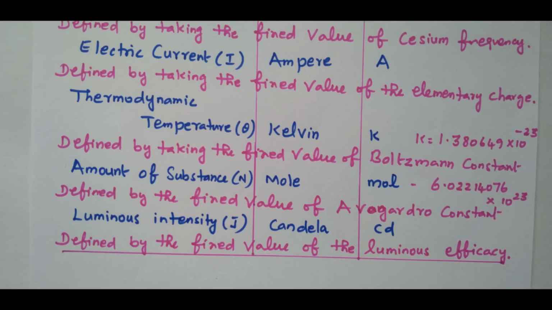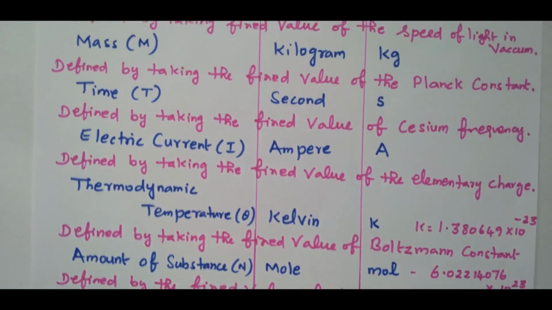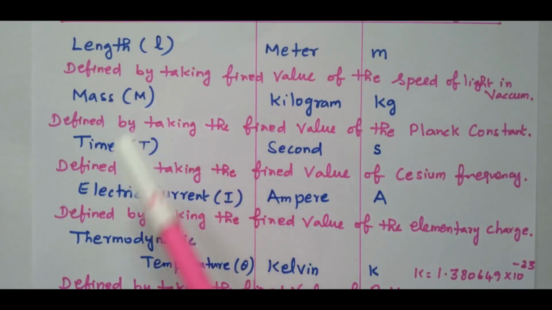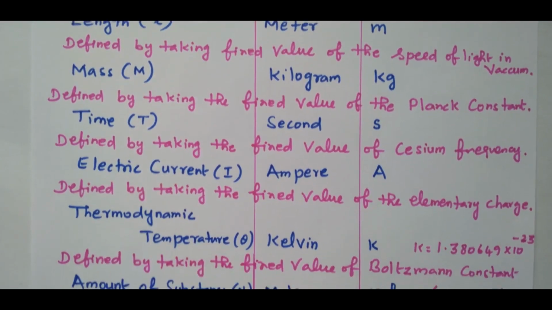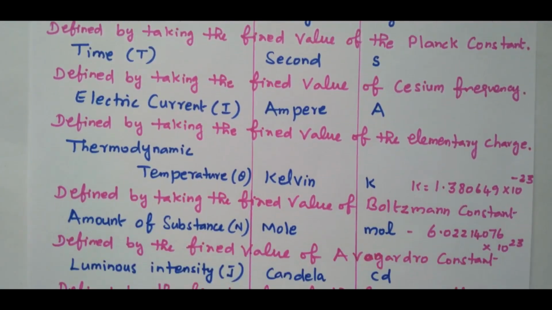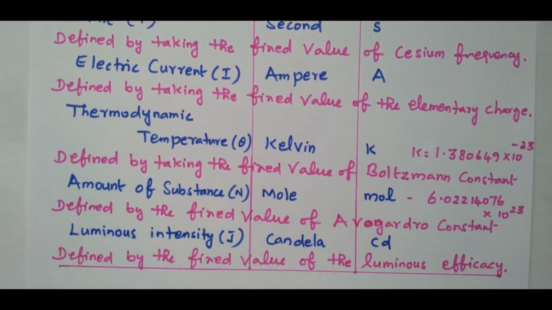All other SI units are derived from these base units, right? So what are the things available? Length, mass, time, electric current, thermodynamic temperature, amount of substance, and luminous intensity. For all, symbols and units are available, and how each is internationally defined, the details are also available. Now we'll see the SI derived units. 22 derived units we'll see. All these derived units come from these base units.